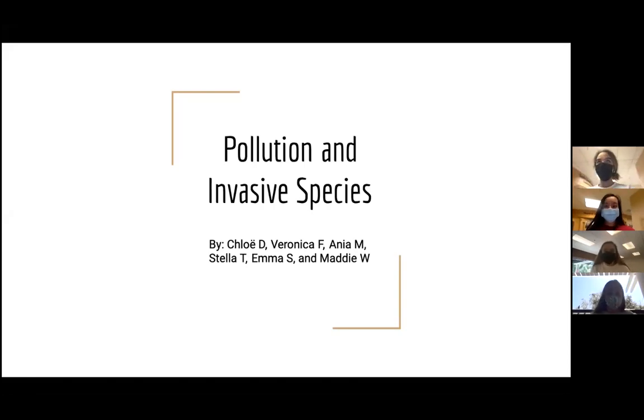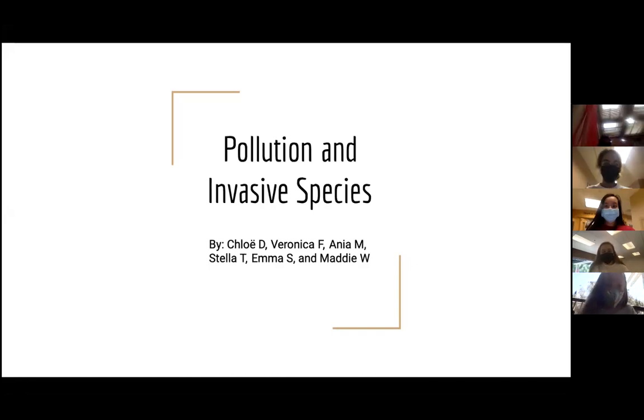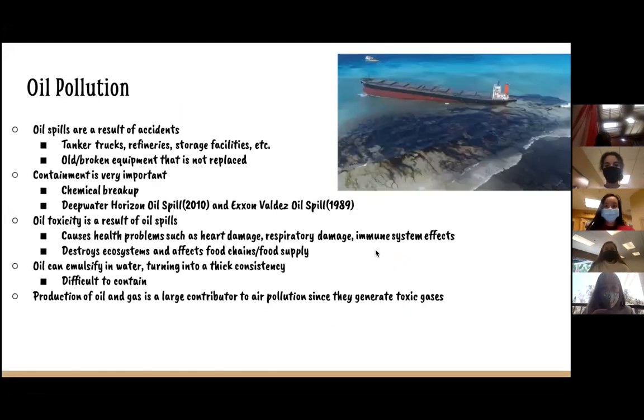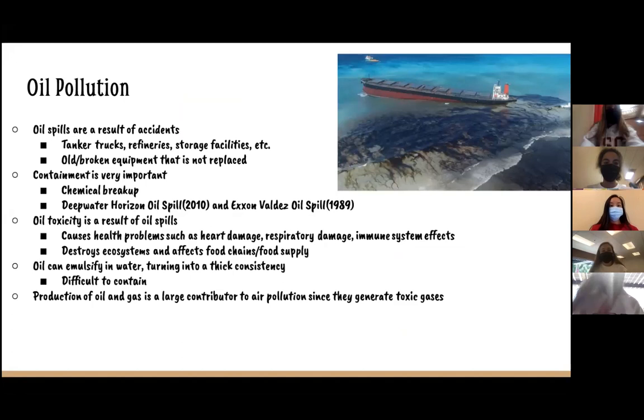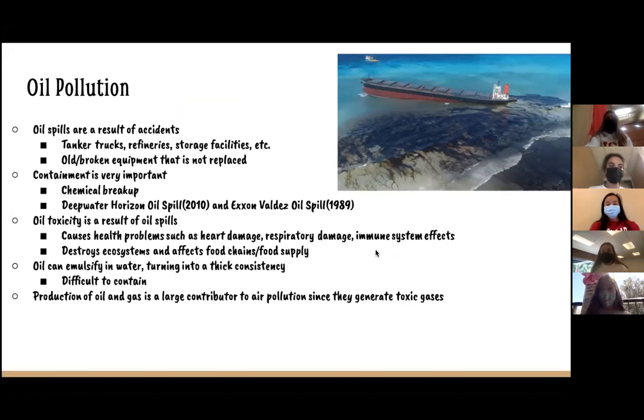Okay, so we are doing our presentation on pollution and invasive species. So the first kind of pollution is oil pollution, and the oil spills that cause this pollution are a result of accidents, generally by tanker trucks or any sort of boats that hit something and spill the oil, and also old and broken equipment that isn't replaced, which can release a lot of the oil.